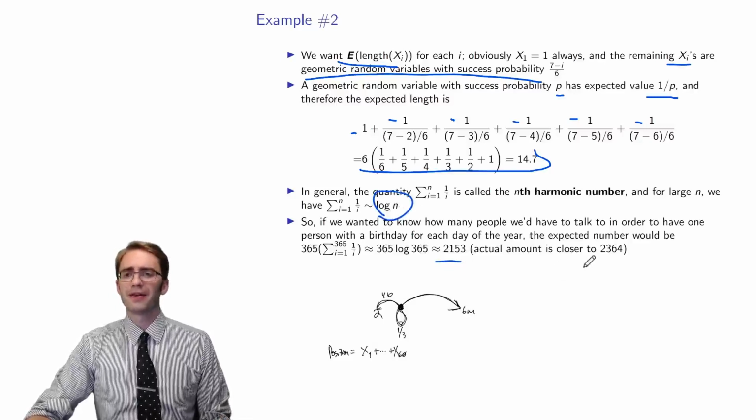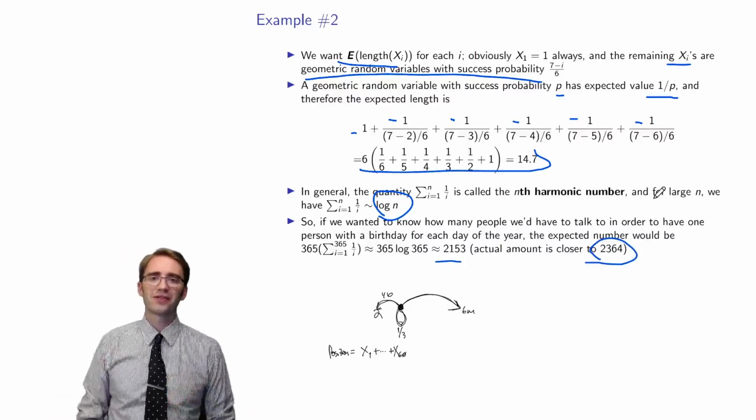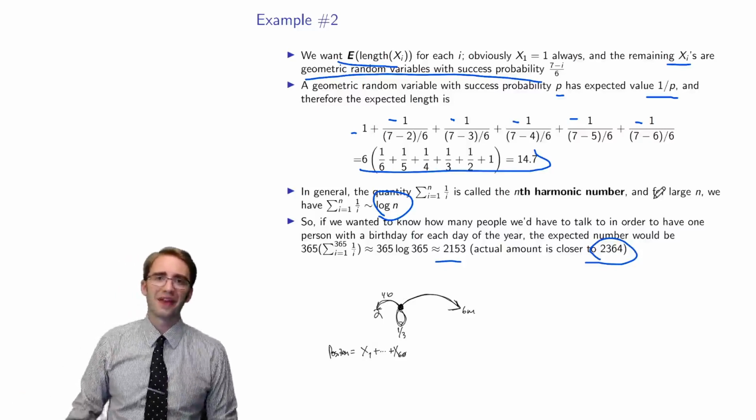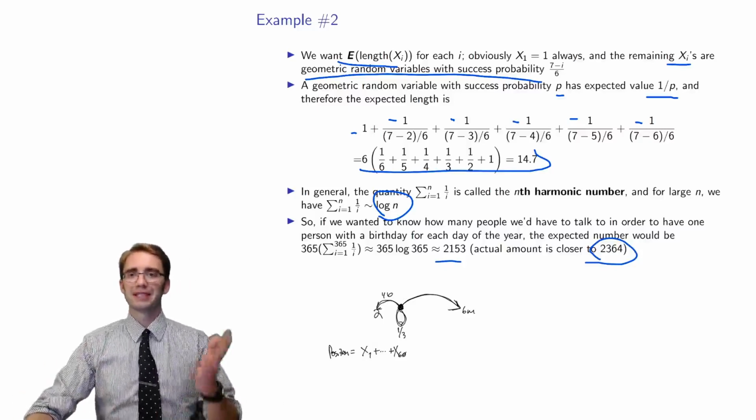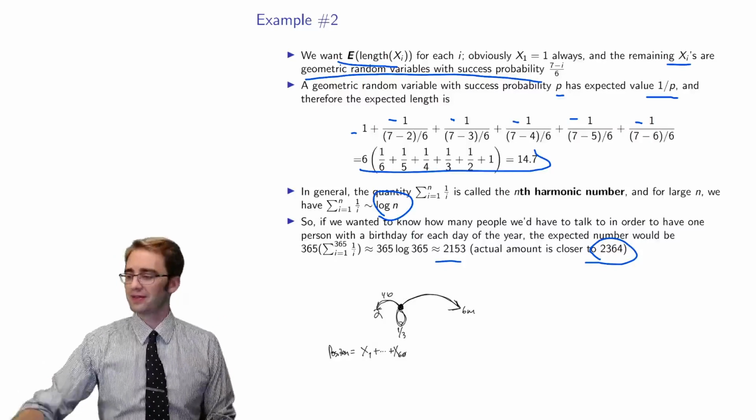The actual amount, though, would be 2,364. So if you have like 2,300 friends, then on the average you have one friend whose birthday is on any given day. So you have a lot of cake to eat.